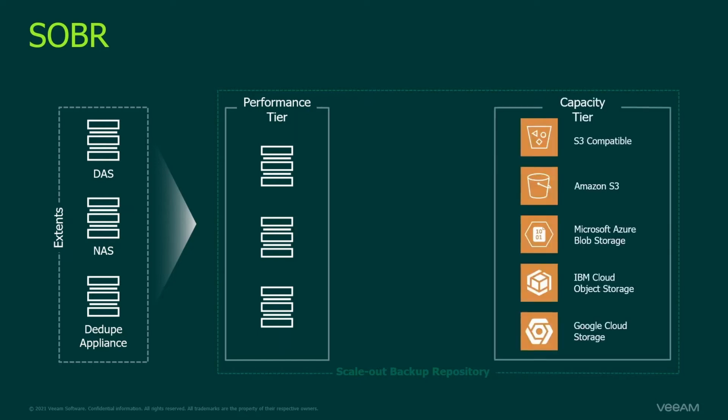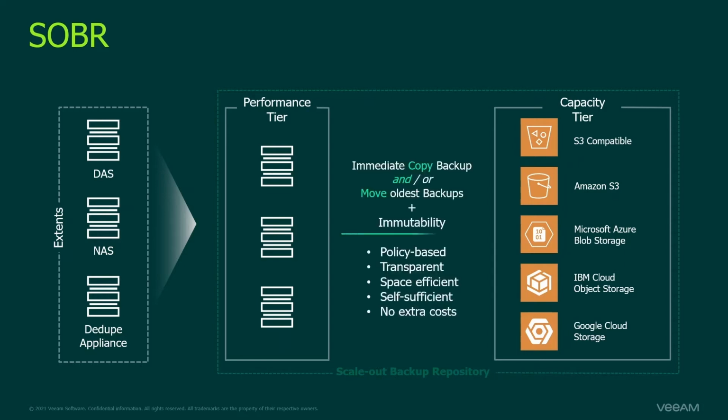Later on, we just add capacity tier, and that's our object storage connection. So we can add S3 compatible object storage or native Amazon S3, Microsoft Azure Blob, IBM Cloud Object Storage, and Google Cloud Object Storage. And then we can do a copy of the backup and or a move of backup data to the capacity tier. So let me explain that a little bit further.